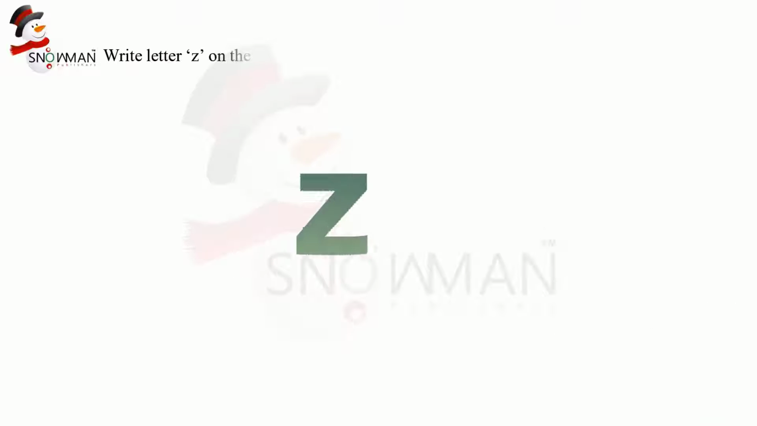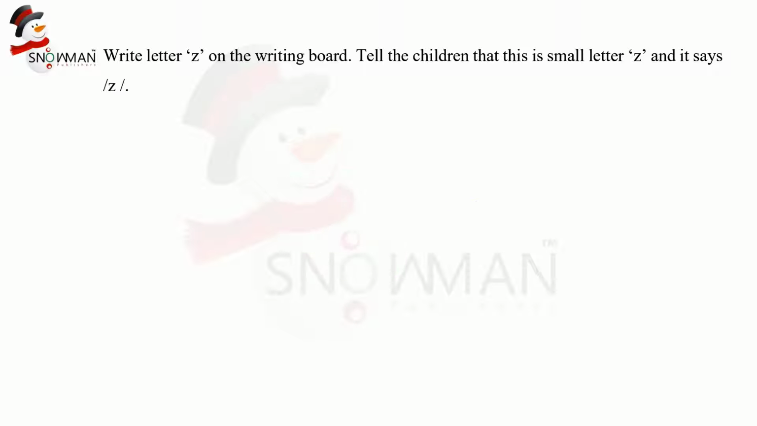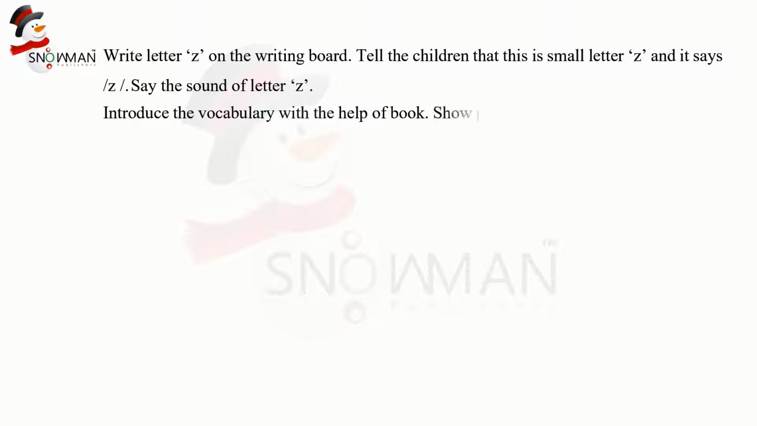Write the letter Z on the writing board. Tell the children that this is small letter z and it says Z. Say the sound of letter Z. Introduce the vocabulary with the help of the book. Show pictures and say words with their initial sound.